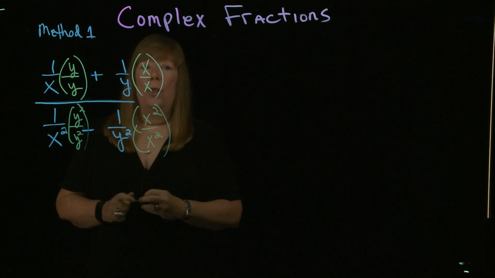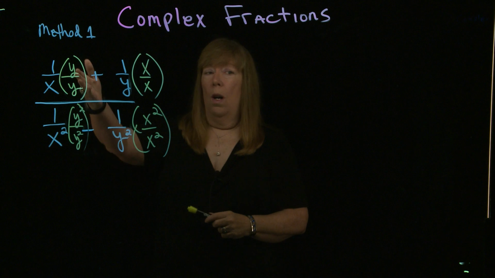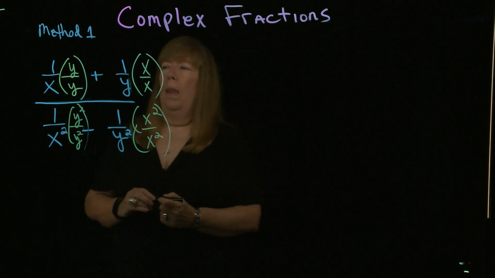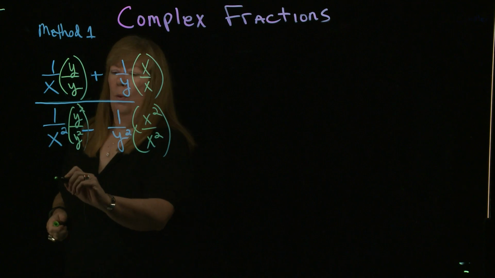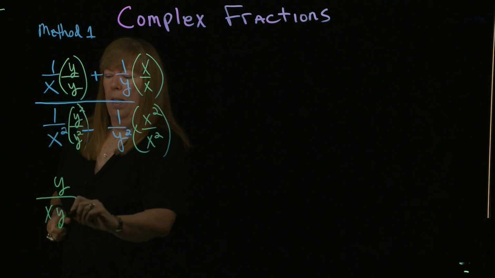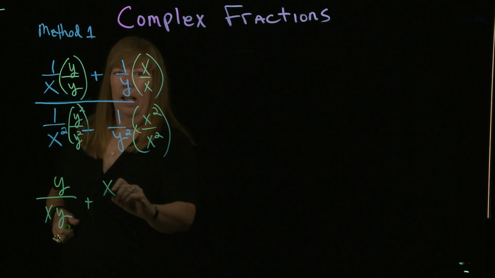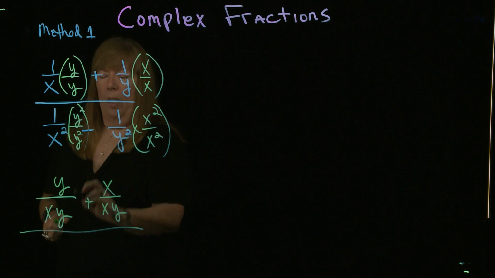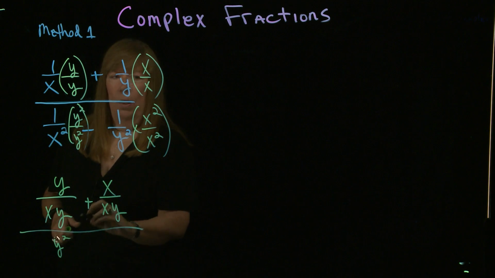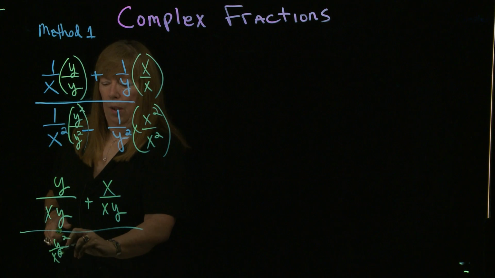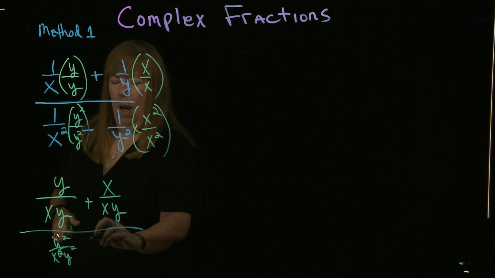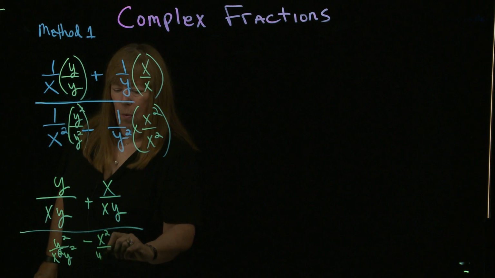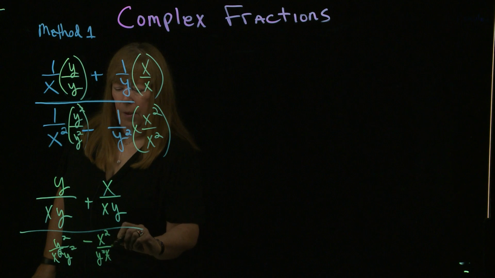Now, you remember why we can do this, right? Because anything over itself is 1. So all we're really doing here is we're multiplying by a factor of 1. Okay, so 1 times y is y over xy, plus 1 times x is x over xy, divided by 1 times y squared is y squared over x squared y squared, minus 1 times x squared is x squared over y squared x squared.